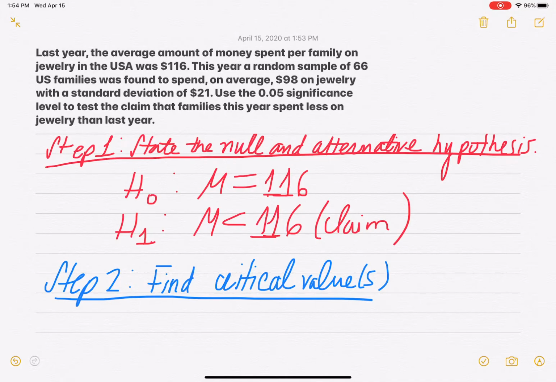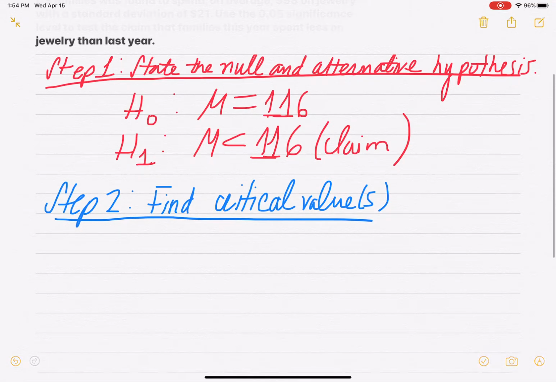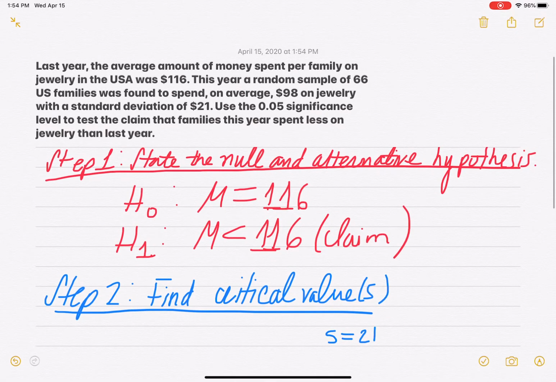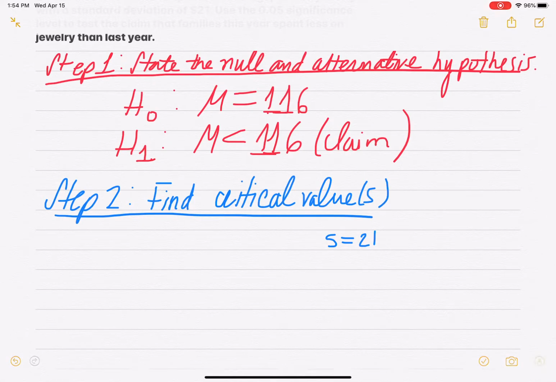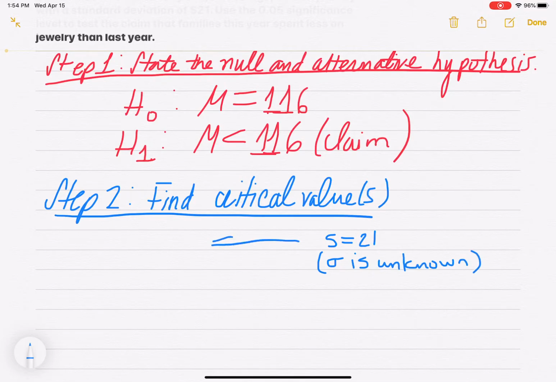So if you read carefully, see that standard deviation of $21? That is in reference to the 66 families that were sampled. So right now, we have the sample standard deviation, right? $21, right? So that is not sigma. That is not the population standard deviation. So sigma is not known here. So because of that information, we know to use a t distribution since we don't have sigma, the population standard deviation.